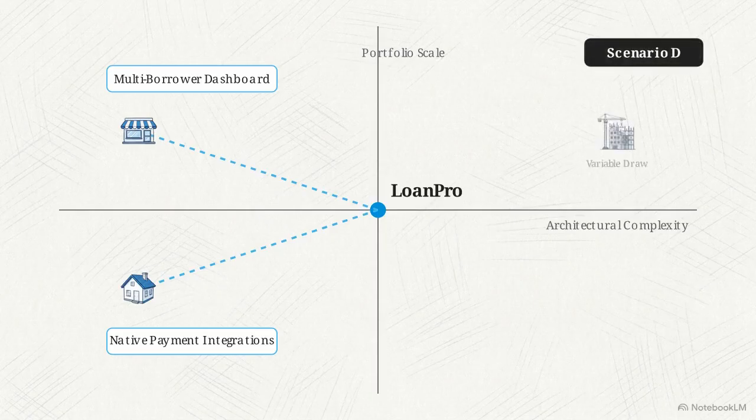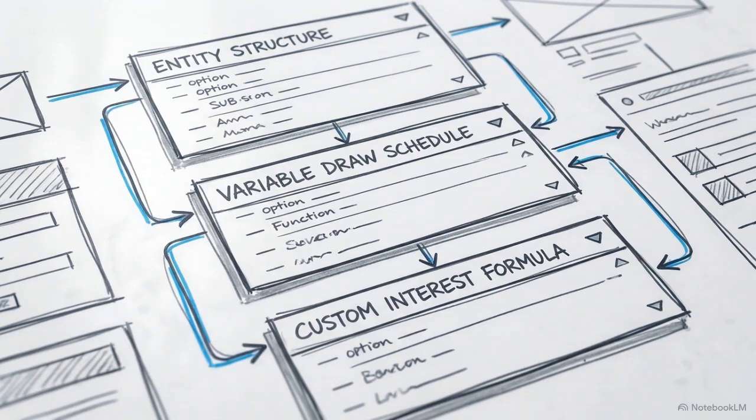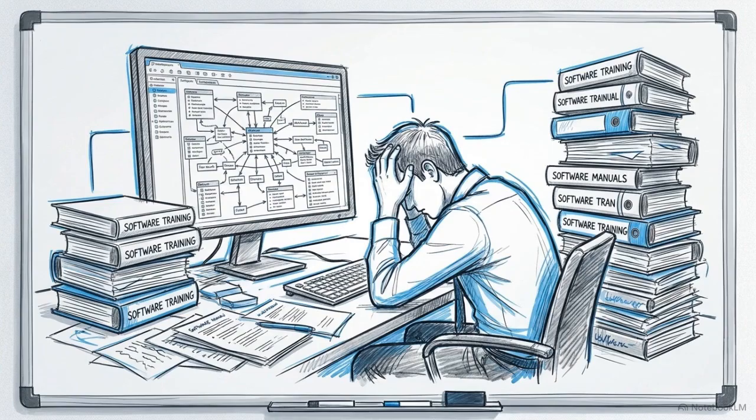But for scenario D, structuring variable draw construction loans or multi-LLC funds, a standard platform restricts you. Instead, Nortridge pushes to the far edge of the complexity scale. It provides the structural flexibility required to handle non-standard math and multi-entity fund setups. The cost of that flexibility is a severe learning curve for your staff.